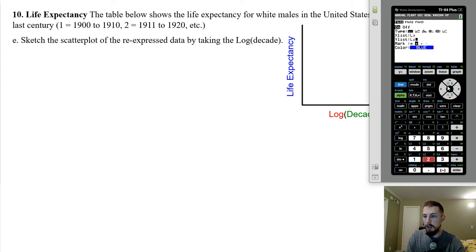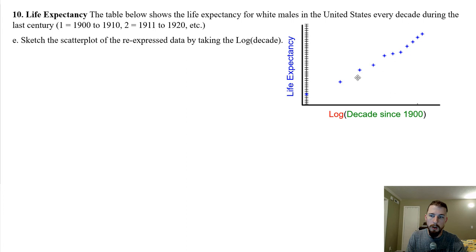We didn't re-express that. And then hit zoom 9. Okay, something weird's going on here. Let's see what I do. List 3 to list 2, that looks correct. Let's try it again. Zoom 9. Oh, okay, cool. I don't know what happened there, but I am going to turn off the old model because I don't need it. And then hit graph again. Okay, cool. So that's our new graph of the data here.